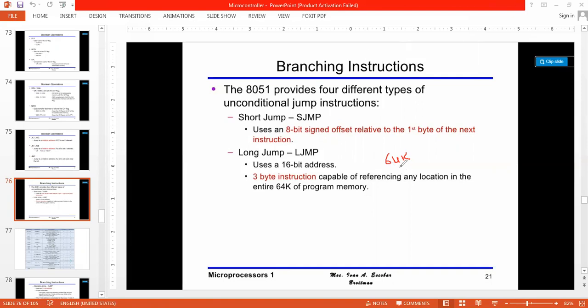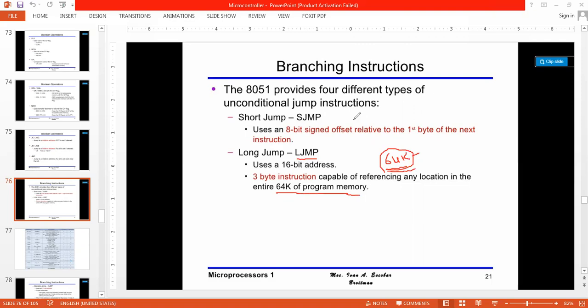So total 64 kilobytes. We don't have that much memory space in our 8051, but still, if we connect extra memory for the 8051, then we are able to jump to those memory locations. So LJMP will help us to jump up to 64 kilobytes of memory address, anywhere between 64 kilobytes. See, it is written here: entire 64 kilo of program memory.